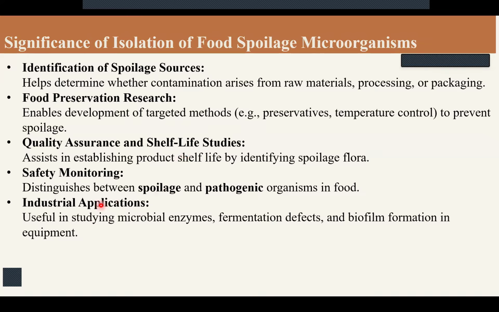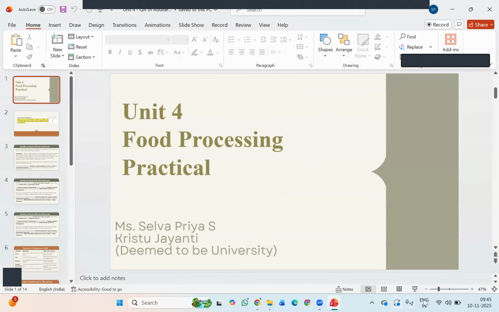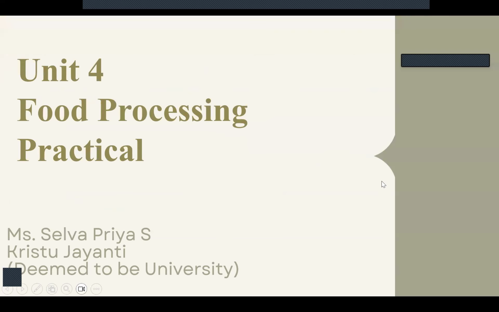We can also use these microorganisms to produce certain important enzymes, and also study biofilm formation on equipment. All this can be studied when we isolate these microorganisms, and we can explore how it can be prevented. Now, moving to the next topic, which is quality analysis of adulterants.